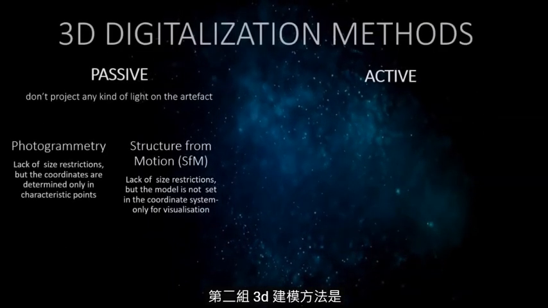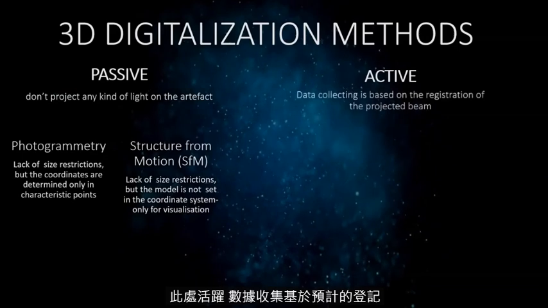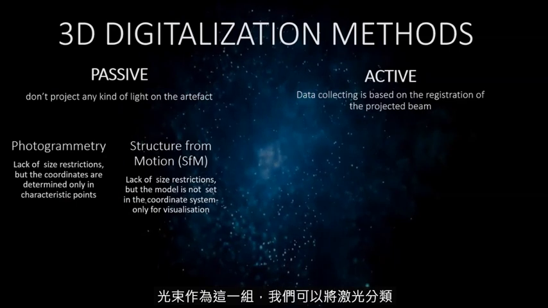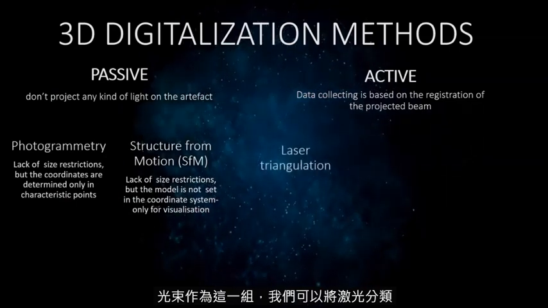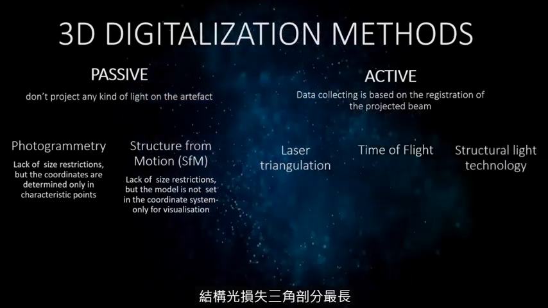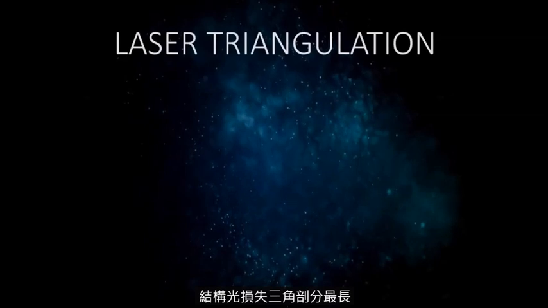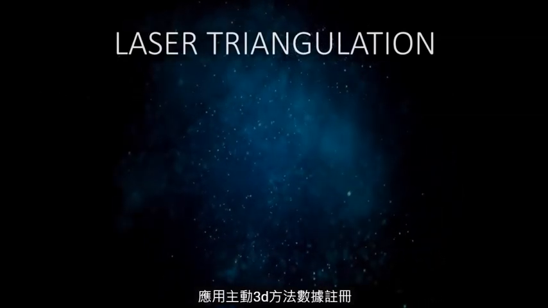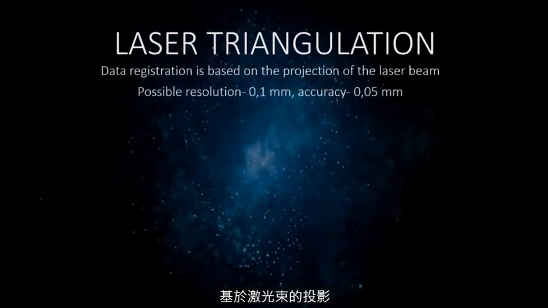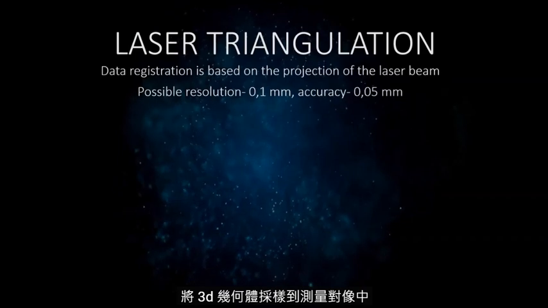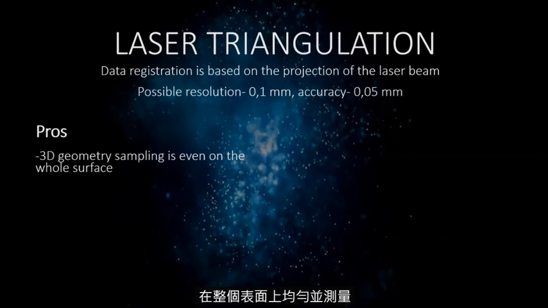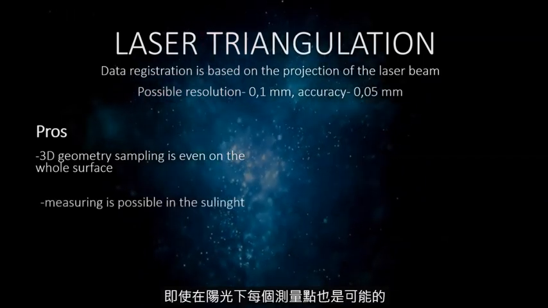The second group of 3D modeling methods is active. Here the data collecting is based on the registration of the projected beam. In this group we can classify laser triangulation, time of flight, and scanning with structural light. Laser triangulation is the longest applied active 3D method. The data registration is based on the projection of the laser beam onto the measured object. A sampling of the 3D geometry is even on the whole surface, and measuring is possible even in the sunlight.